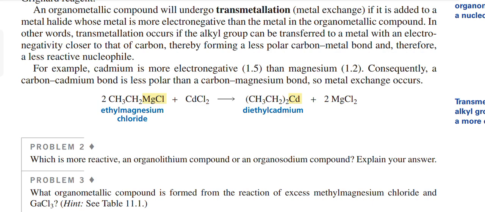So here is a reaction given in which ethyl magnesium chloride is reacted with cadmium chloride and we get diethyl cadmium, because we know that cadmium is more electronegative than magnesium. Consequently, the carbon-cadmium bond is less polar than a carbon-magnesium bond, so metal exchange occurs here.